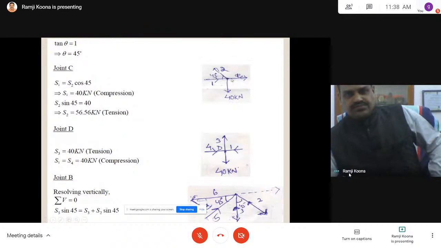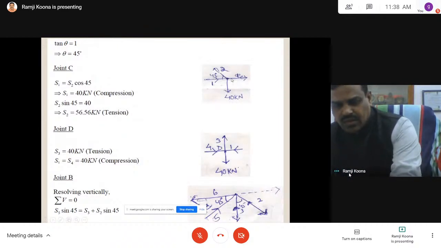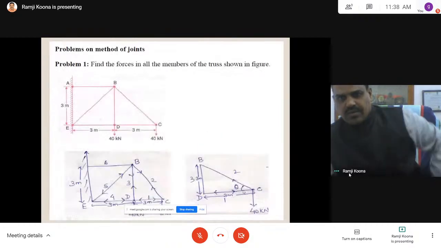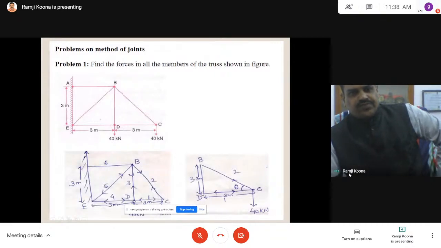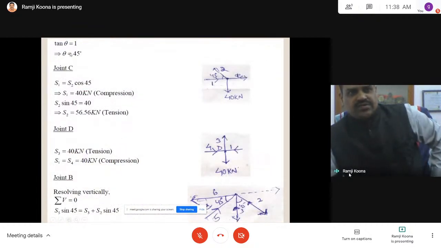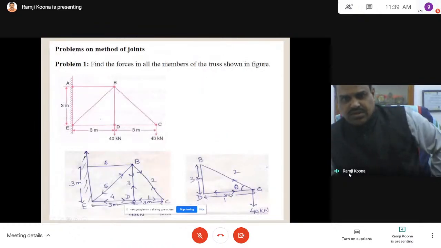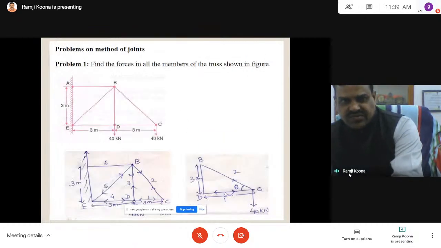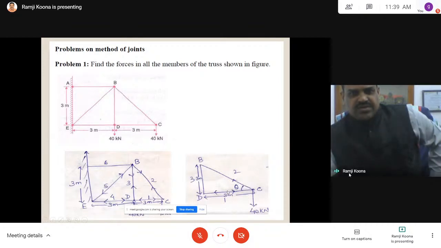This is how we will consider it. This is the load applied. Now tan theta is equal to 3 by 3, opposite side by adjacent side, so theta is 45 degrees. Now I am considering members 1 and 2, with 40 kilonewtons downwards. You can assume any direction. This is S1 and this is S2. I start with some assumption.